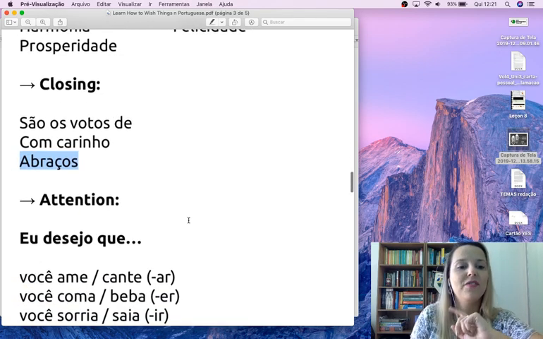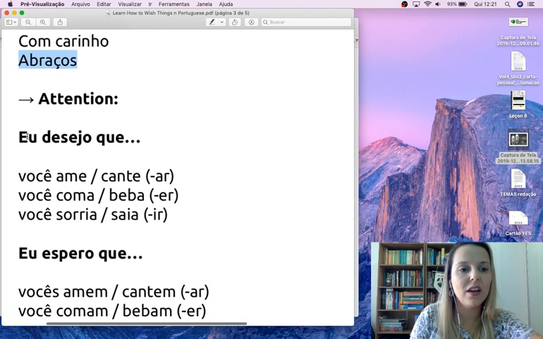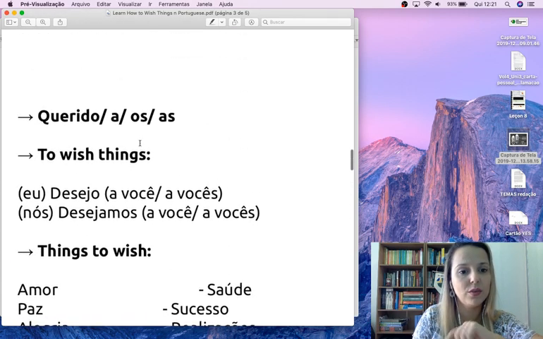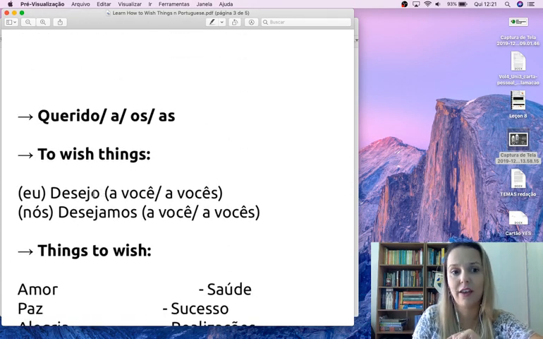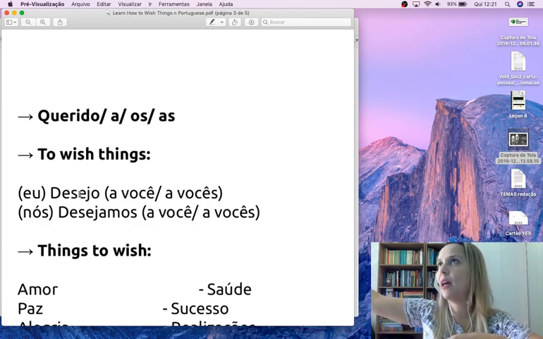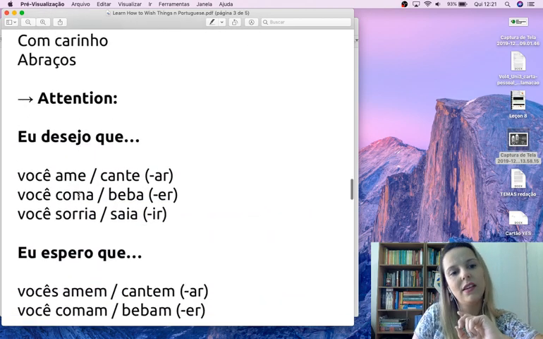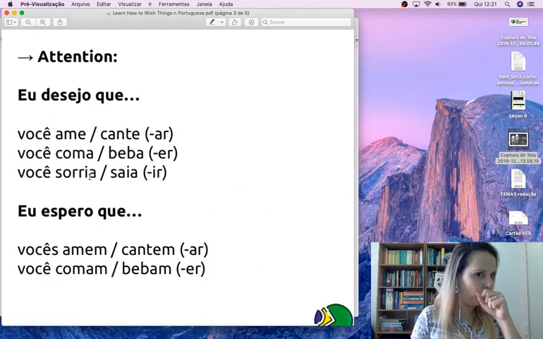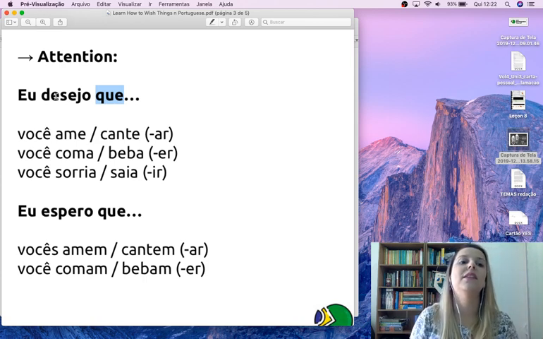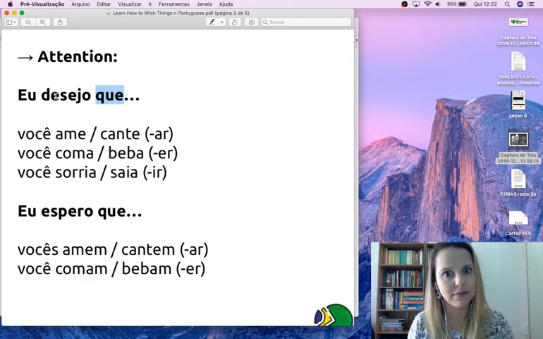And pay attention, guys. I have something that I want you to pay attention to. If I want to use this expression, and I already said that, notice that here we don't have the word que after desejo. We just said, eu desejo a você, and then I put the thing I wish. So I wish you love, happiness, and etc. In this case here, we are considering the possibility of using que after the word desejo, the verb desejo, wish. So this means something like I wish that, okay?